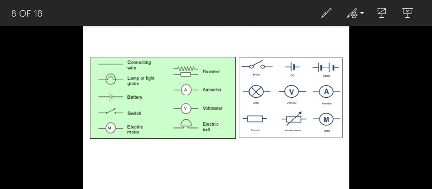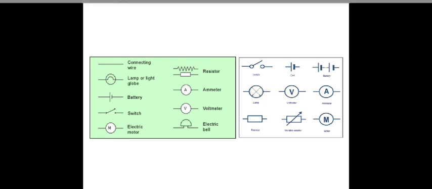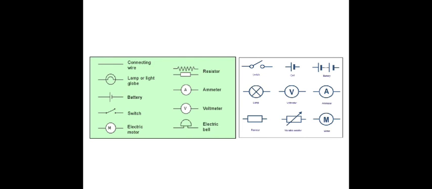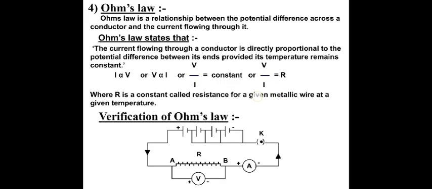Now this is the thing which has to be kept in mind. This is the connecting wire, this is the lamp or the light globe, this is the battery, this is the switch, and this is the electric motor, resistor, ammeter, voltmeter, electric bell. This is the way to symbolize these things in an appropriate manner.